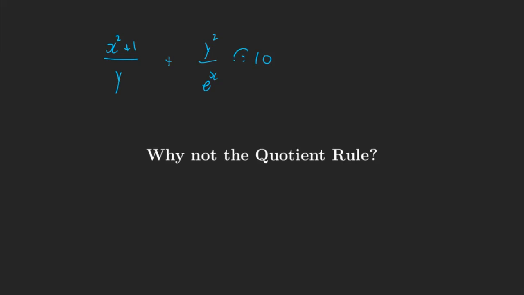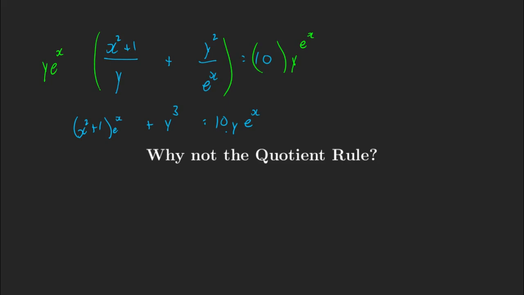Notice we have an equation, so we can just do stuff to both sides, right? So maybe what I'll do is just multiply by y e to the x on both sides. And if I do that, then what I have instead is x squared plus 1 times e to the x plus y cubed, the e to the x in this one cancels, and I've got a y cubed now, equals 10y e to the x. No more quotients. Because we have an equation, we can just clear out denominators whenever we want.